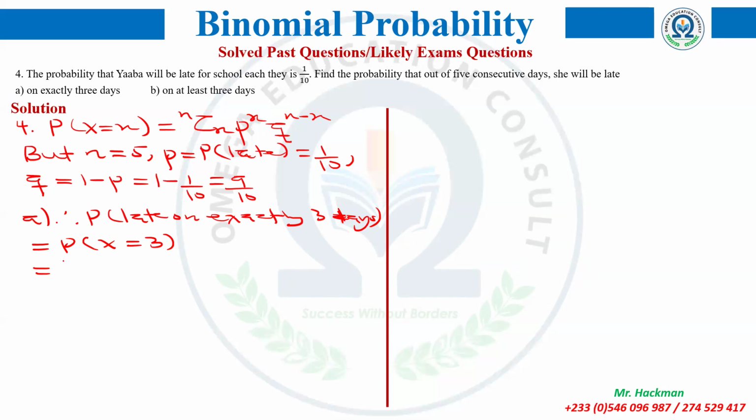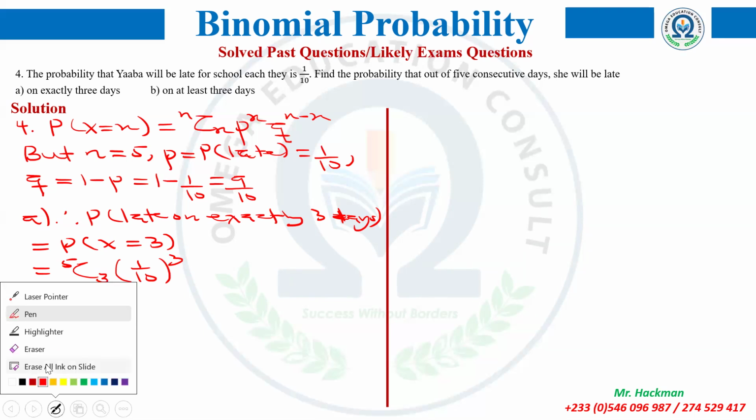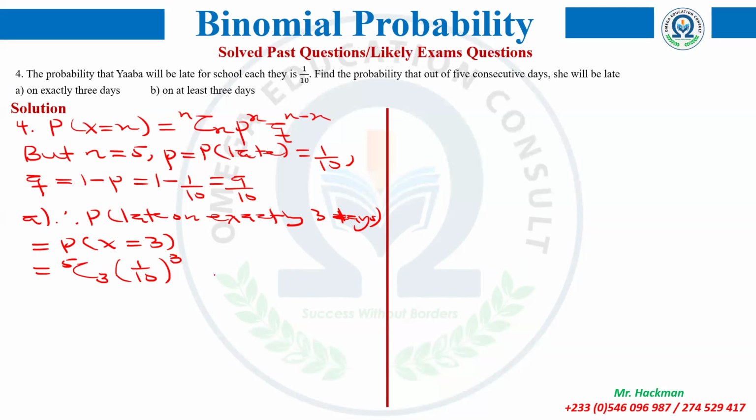So in effect, this is going to give us 5 combination 3, into your P, which is 1 out of 10, to the power 3, oops, my 3 is looking very ugly, to the power 3, which is cube. Then into 9 over 10, to what power? If you add, you should get a 5, so squared. So 5 combination 3 will give us 10. Very good.